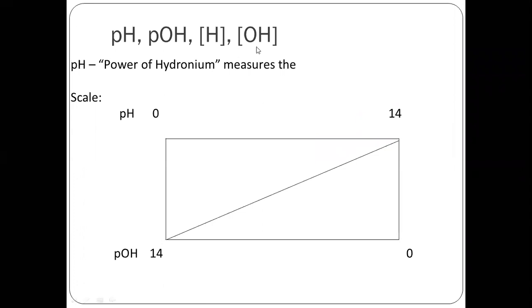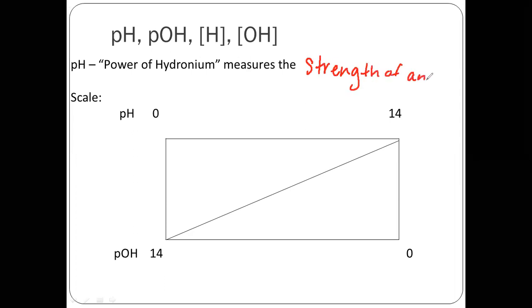All right, so pH stands for the power of hydrogen, which basically just measures the strength of an acid. A pH of 0 is a strong acid, so it's very acidic. And then a pH of 14 is very basic. And then 7, remember, is neutral.